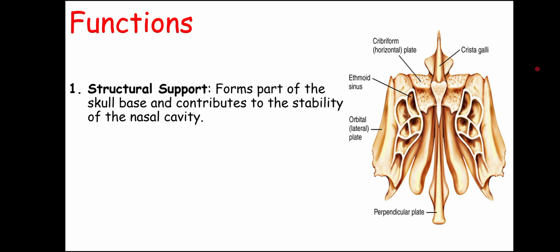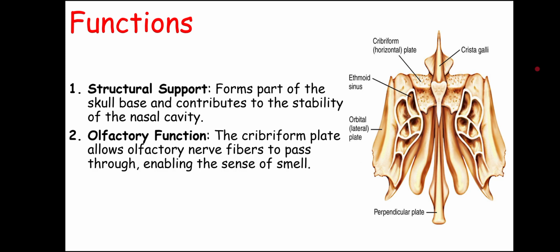The first function is its structural support, as it forms part of the skull base and contributes to the stability of the nasal cavity. The second function of ethmoid bone includes olfactory function, as the cribriform plate allows olfactory nerve fiber to pass through, enabling the sense of smell.